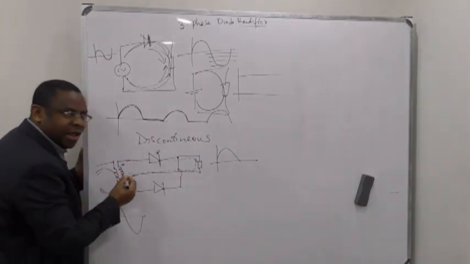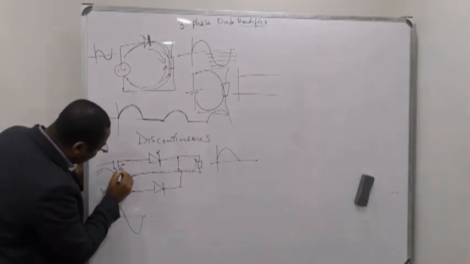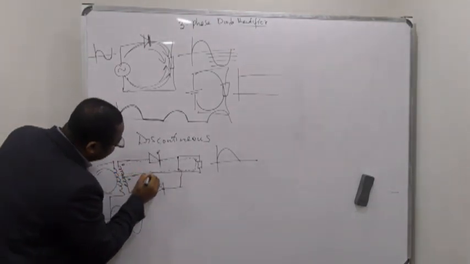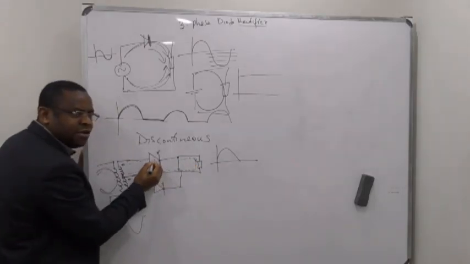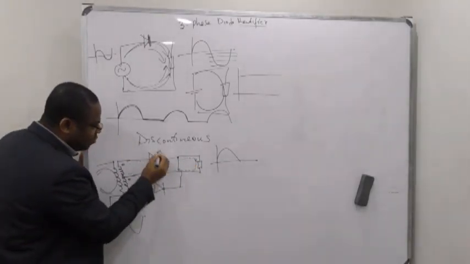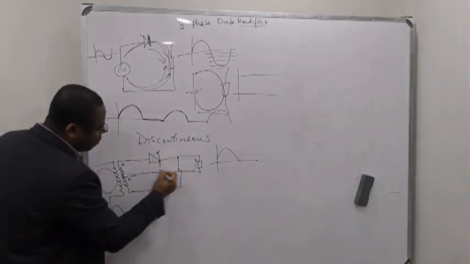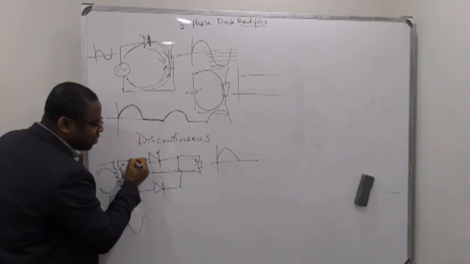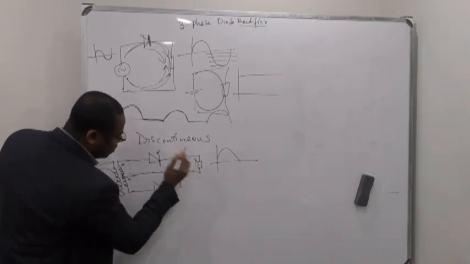Now, in the negative half cycle, let's see whether this one can go. This will block it. On reverse bias, this will not conduct. No current will flow like that. So now, in other words, I'm not going to see anything coming negative through here.